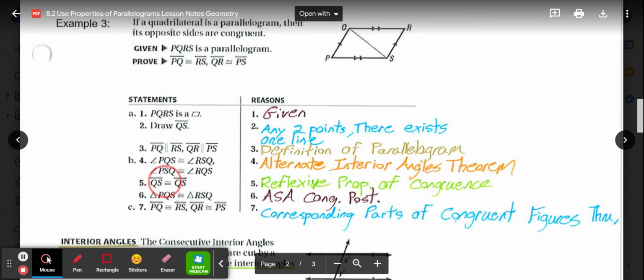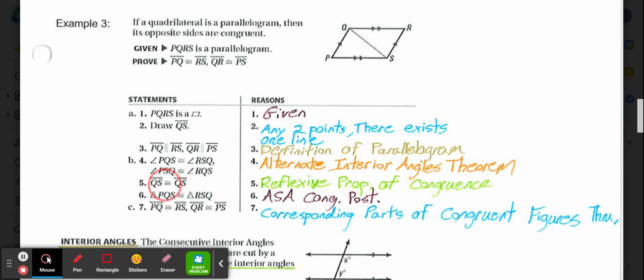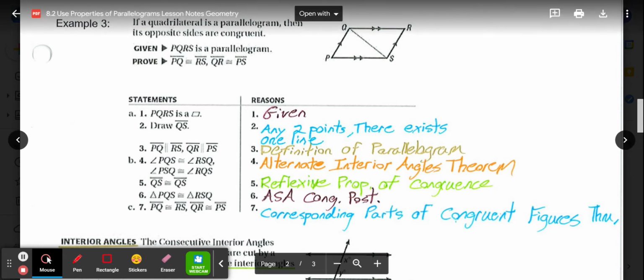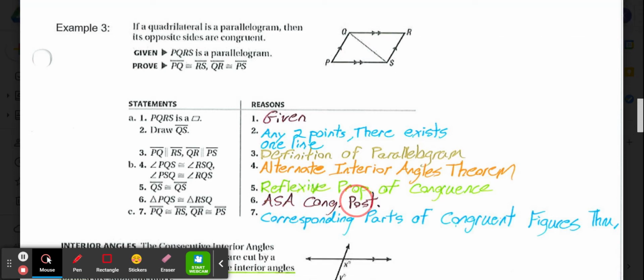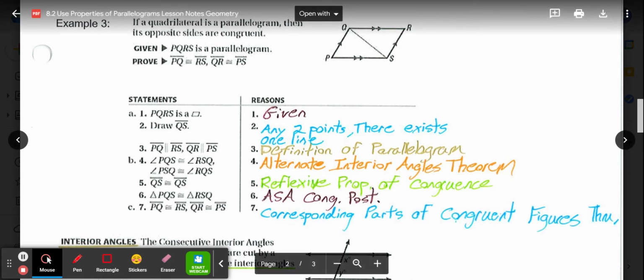Then, side QS is congruent to QS anytime we're saying something's equal or congruent to itself. That is the reflexive property of congruence. And then what we would know is on these two triangles, triangle QPS and triangle QRS, they are congruent by the angle-side-angle congruence postulate, which would leave us then with our final statement once we know those two triangles on the interior of our parallelogram are congruent.